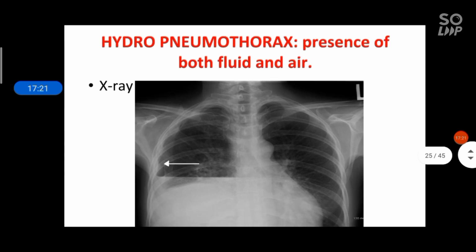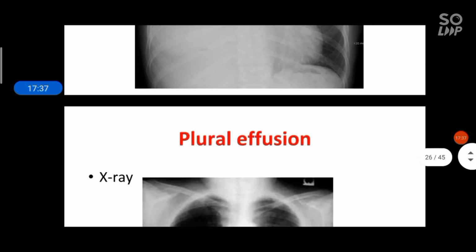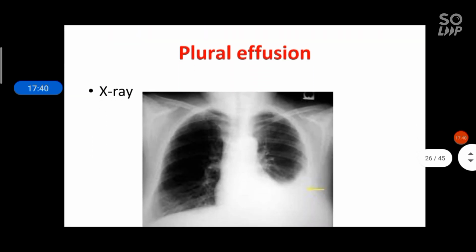This is the diagram showing hydropneumothorax, presence of both fluid and air. You can see in this X-ray on the right side, there is an arrow which shows the straight line showing the hydropneumothorax. In case of pleural effusion, this yellow arrow shows the curved margin, where only fluid is present in the thoracic cavity. So this shows the pleural effusion.